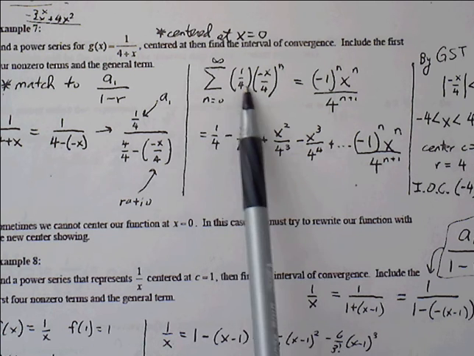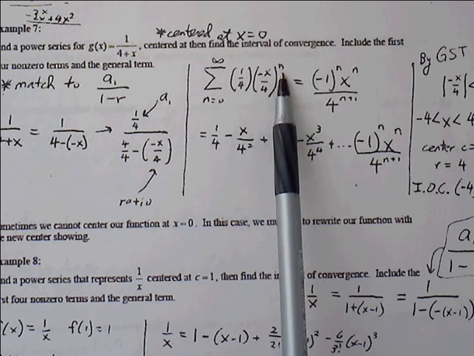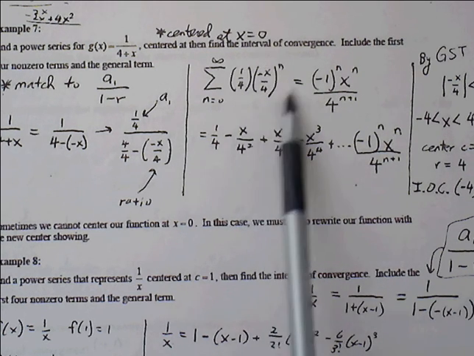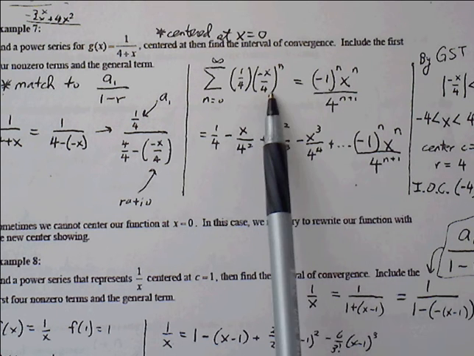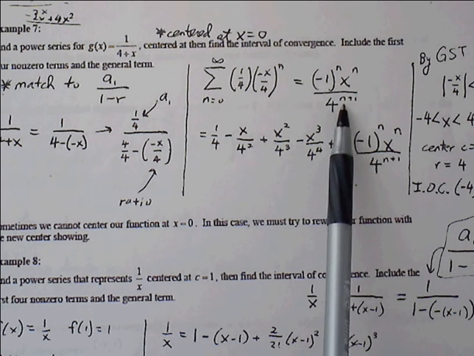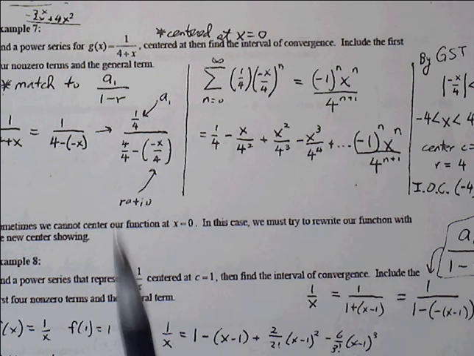Another way we can do this is, we know a sub 1 is the 1/4. We know the ratio is negative x over 4 to the n. So we can simply create it from here and then simplify it to be something that will match with looking at each of the terms individually.